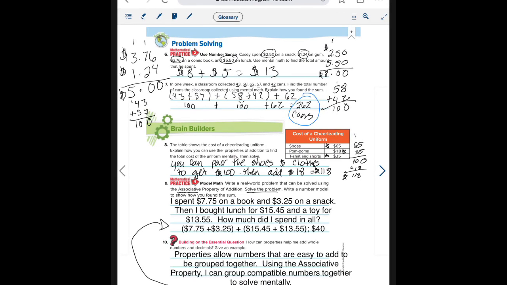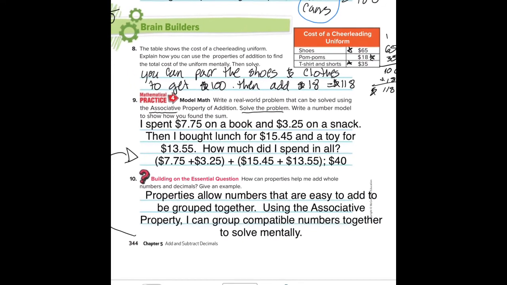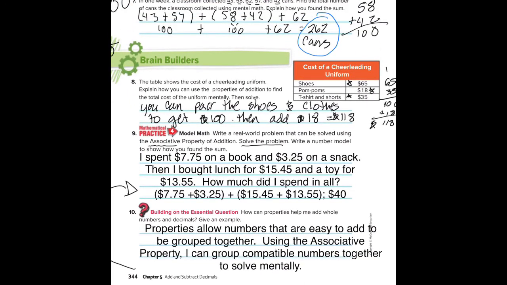Hi, let's finish number 9. They wanted us to come up with a problem. I spent $7.75 on a book and $3.25 on a snack. Then I bought lunch for $15.45 and a toy for $13.55. How much money did I spend in all?